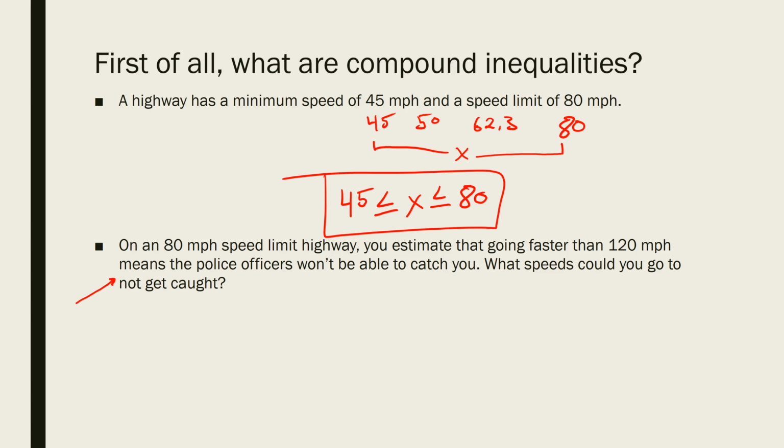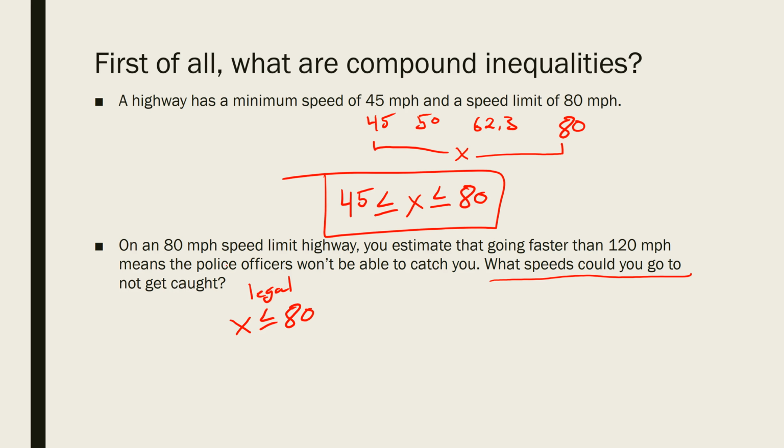It's an 80 mile per hour speed limit. So if you're looking at what speeds you could do and not get caught, obviously your speed could be less than or equal to 80 miles per hour, right? Because if you're going less than or equal to 80 miles per hour, the cops are not going to catch you because you're driving legally. So these are the legal speeds that you could drive.